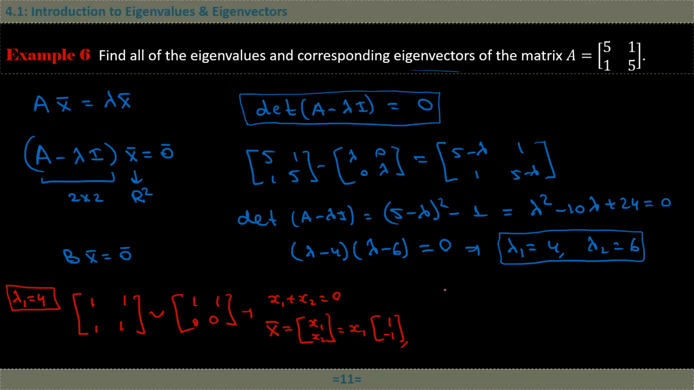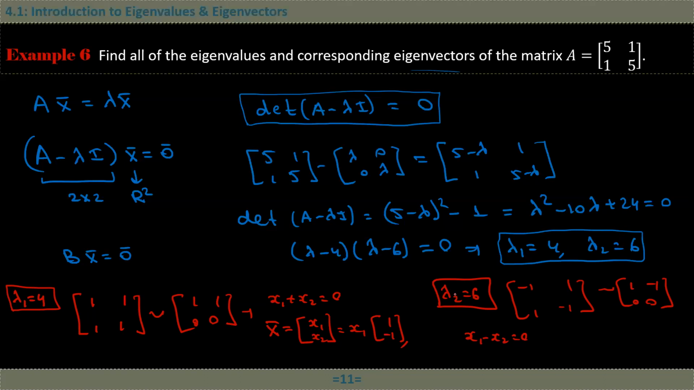In a similar way, how about lambda 2 equals 6? So if you substitute 6 here, we have 5 minus 6, minus 1, 1, 1, 5 minus 6, it is minus 1. Again, if you just reduce this, here we have 1, minus 1, 0, 0. So x1 minus x2 is equal to 0.